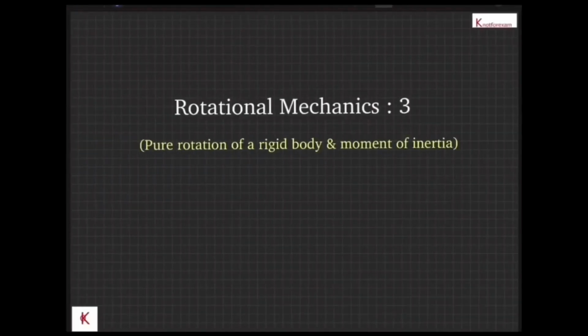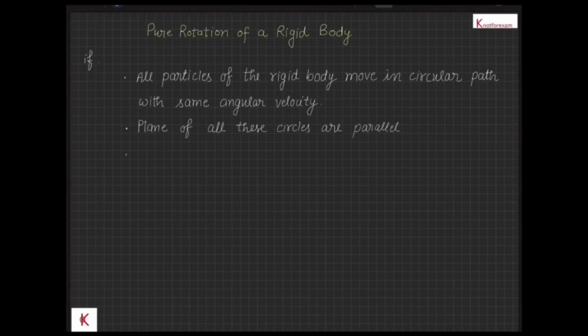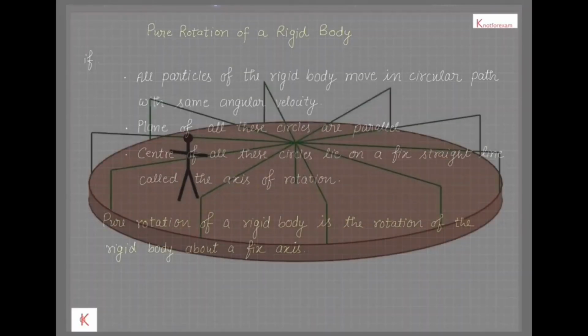We are going to talk about pure rotation of a rigid body and moment of inertia. A body is said to be in pure rotation if all particles of the rigid body move in circular path with same angular velocity and plane of all these circles are parallel. Also, center of all these circles lie on a fixed straight line called axis of rotation. So, we can say that pure rotation of a rigid body is actually the rotation of the rigid body about a fixed axis.